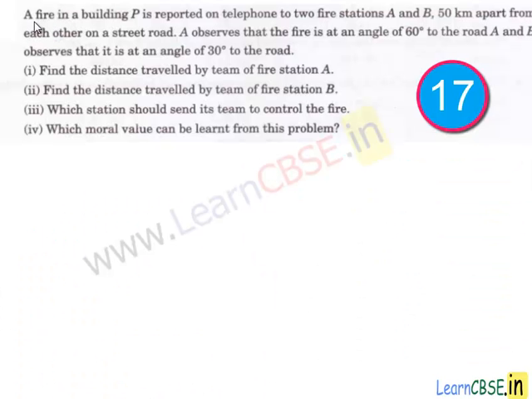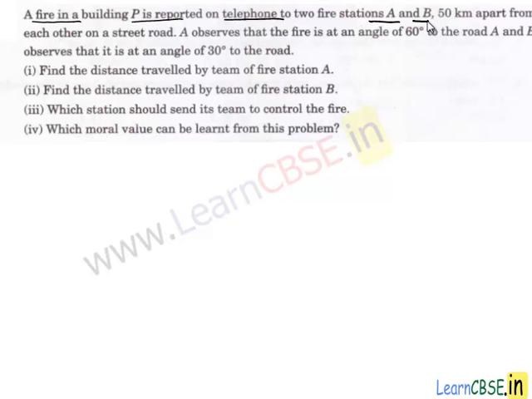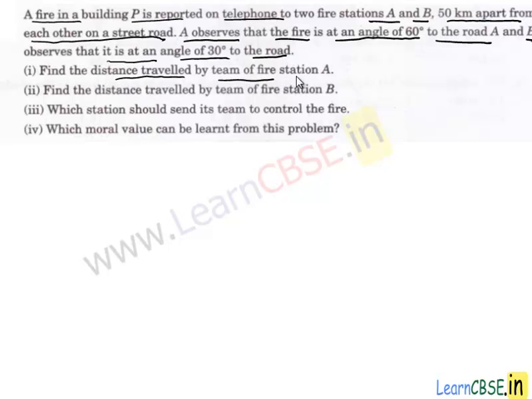In this question, a fire in a building P is reported on a telephone to two fire stations, Station A and Station B, and they are 50 kilometers apart from each other on a street road. A observes that the fire is at an angle of 60 degrees to the road, and B observes that the fire is at an angle of 30 degrees to the road. We have to find out the distance traveled by the team of fire station A and the distance traveled by the team of fire station B.